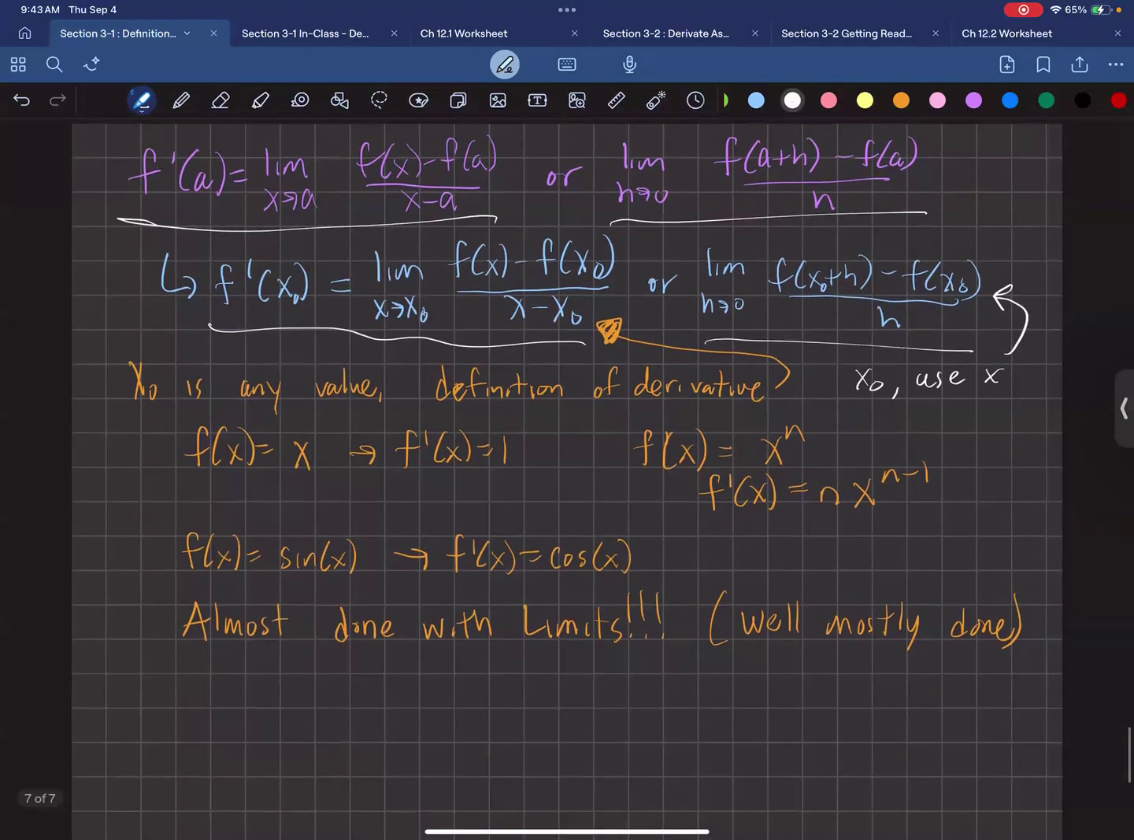After we go through some limits, we'll see that if f of x equals x to the n, f prime of x is this. We're going to work this kind of stuff out with limits. If we start with trig functions, we'll be able to figure out what the derivative is with trig functions. That's what we're doing next.